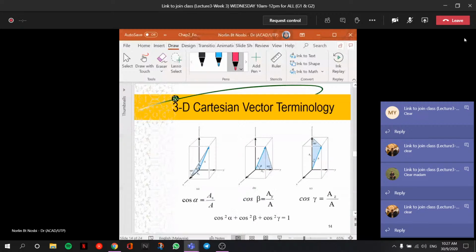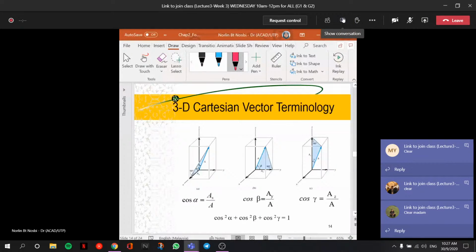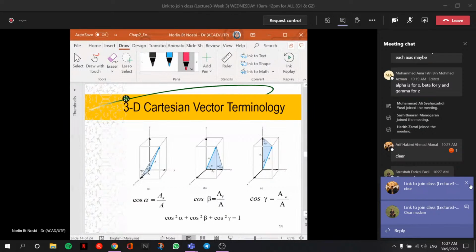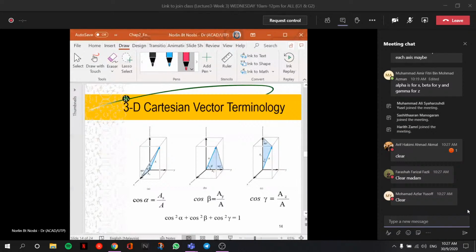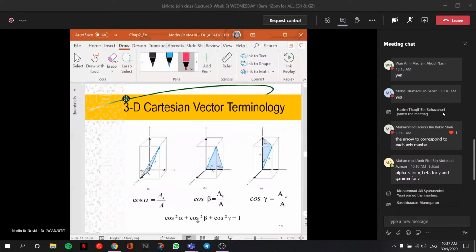Okay, now this one that I showed you, I will remind you again. For cos alpha equal to Ax over A, the alpha is from the x-axis until vector A. The Ax is the value along the x-axis, and A is the magnitude. So Ax over A gives you cos alpha.